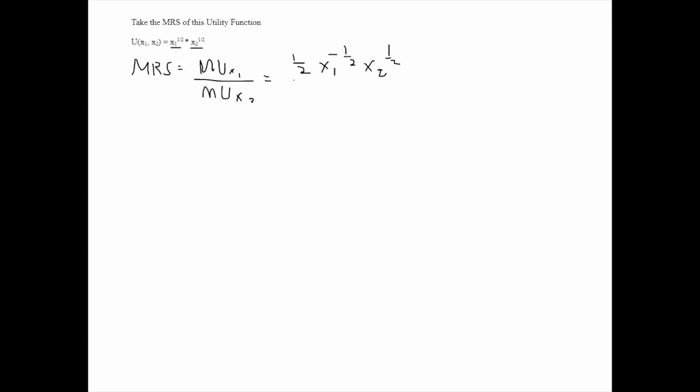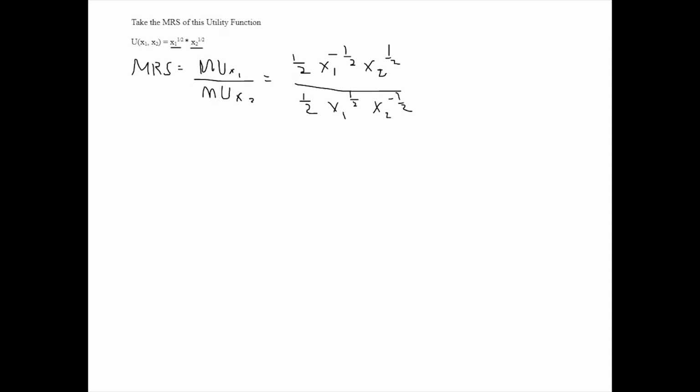This looks very familiar compared to the other example that we used in the past, where it was just a function and we were taking the partial derivative. We put this over the marginal utility of good 2, which in this case would be 1/2 x1 to the 1/2 x2 to the negative 1/2. This time the x1 is held as a constant.